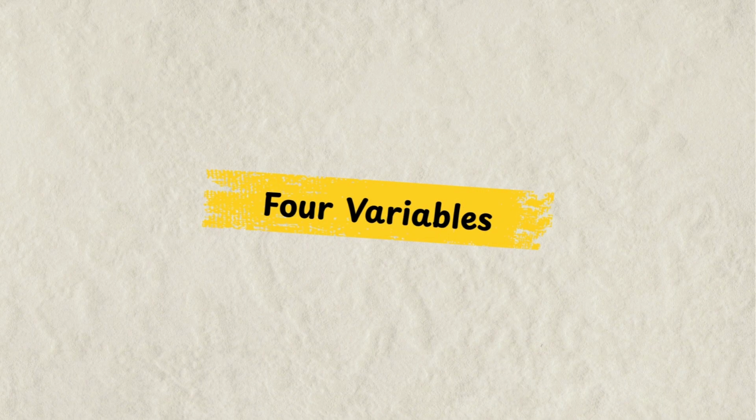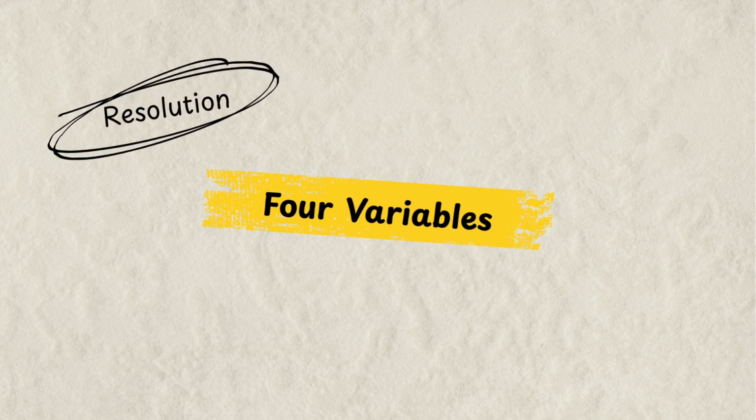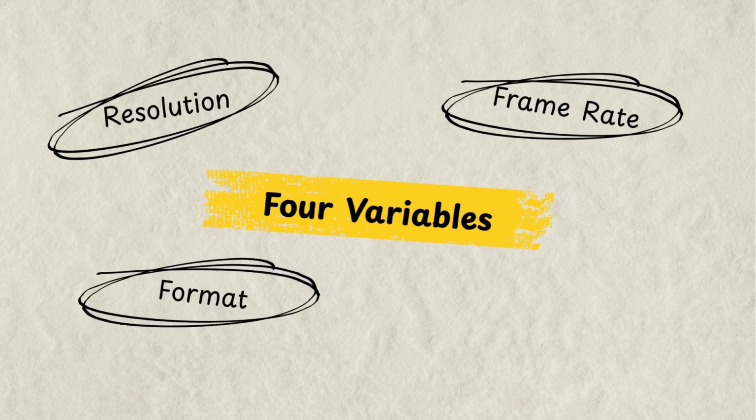You spent hours filming and editing. You hit export, and then your video looks noticeably worse after uploading. The camera didn't cause that. The edit didn't cause that. Your export settings did. There are 4 variables that determine whether your video survives platform compression, looking great or looking terrible: resolution, frame rate, format, and bitrate. This video covers all 4.